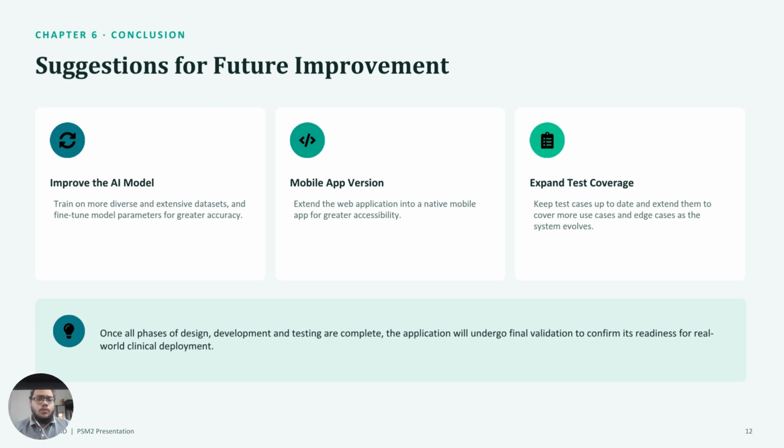Looking ahead, there are a few areas I would like to improve. First, the AI model itself could be trained on a more diverse dataset and parameters fine-tuned further for better accuracy. Second, I'd like to extend SkinGuide into a native mobile app to make it more accessible. And third, I want to continue expanding the test coverage, keeping test cases up to date and adding more as the system evolves. Ultimately, once all phases of design, development, and testing are fully complete, the application would need further validation before it's ready for real-world clinic deployment.